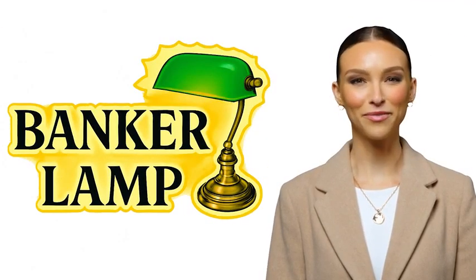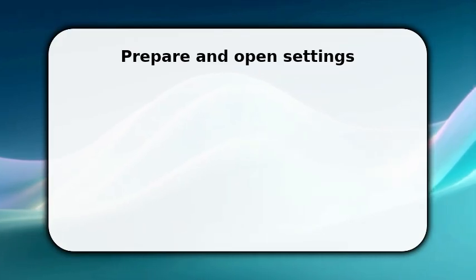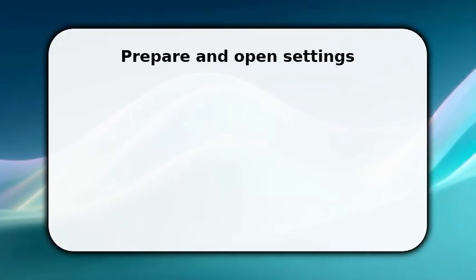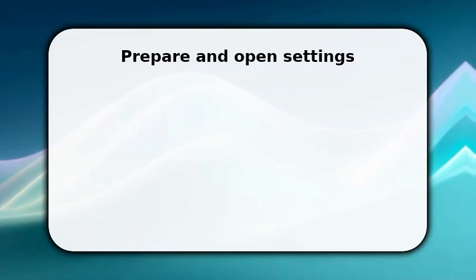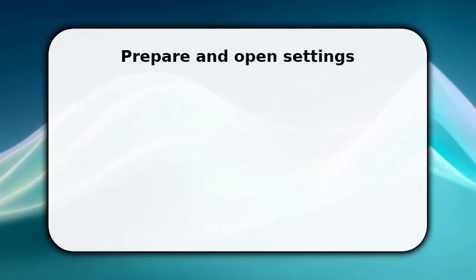Please enjoy the video. You start by ensuring the phone has enough charge. Low power mode can block background tasks. Once charged above about 10%, open settings then battery, or swipe to control center for a quick toggle.